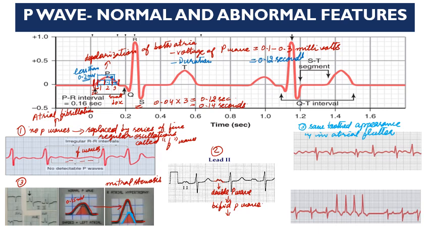Then this is the ECG pattern in which this is a normal P wave, this one is a normal P wave, but here you can see that there is no P wave.